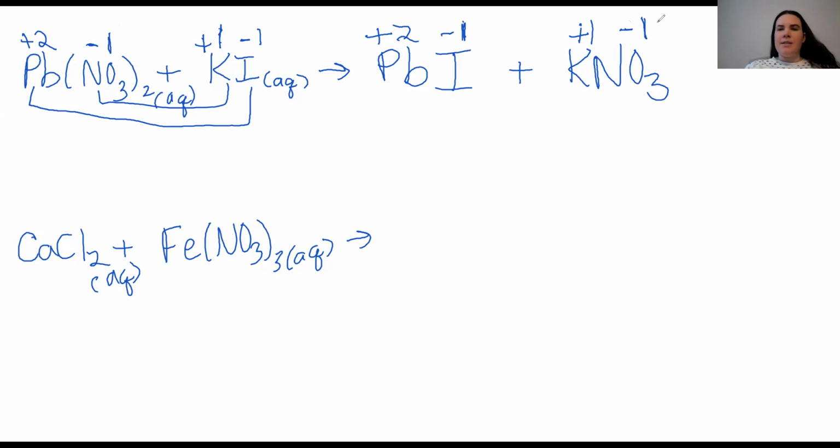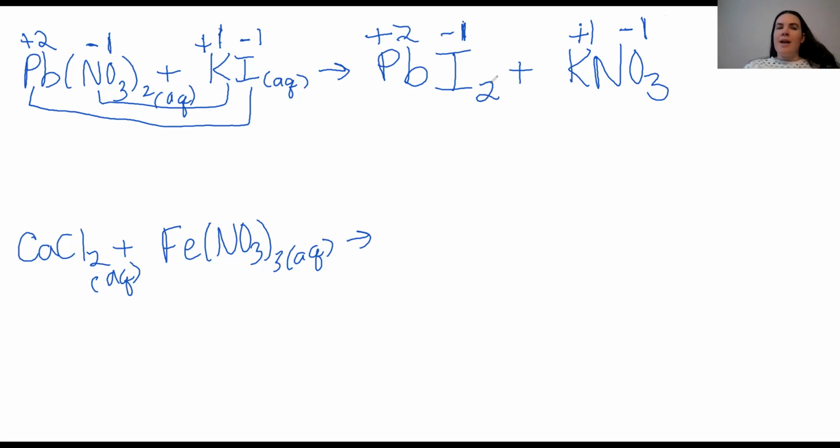The second one does. K is +1, NO3 is -1. We don't need any more subscripts. With our first compound, they do not add up to 0. So that means we should crisscross the numbers down. So the 2 from Pb goes down to I. So that will be PbI2. And that would be the formulas.